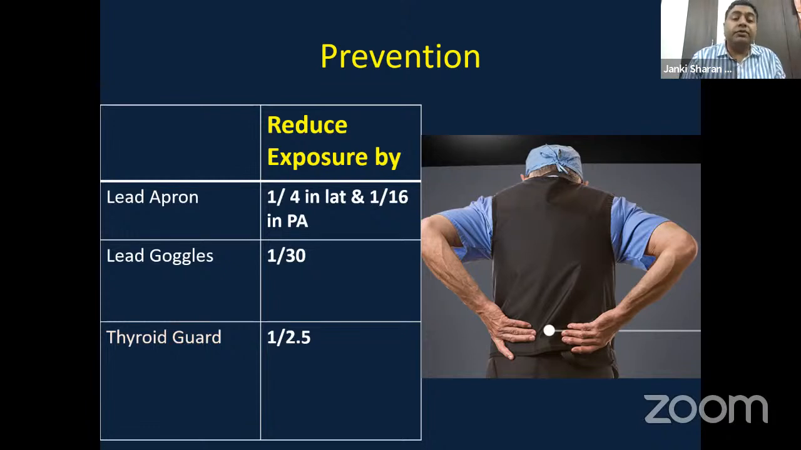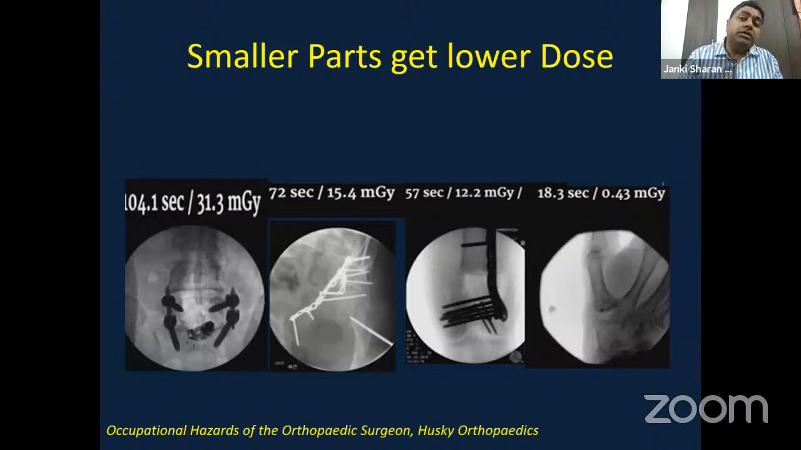Other thing, for the shielding, the lead apron reduces it up to 1/4 to 1/16. And the lead goggles, which very few orthopedic surgeons are using, reduce it up to 30 times. Then the thyroid guard reduces it up to 2.5 times. I have searched for what is the disadvantage of using a thyroid guard. One thing I found is that the operative field is contaminated by the thyroid guard because it is probably a little out of your apron. Another thing I found is that you are getting more radiation towards your gonad when you are using the thyroid guard. In the smaller part, you will get a lower dose, as I explained.